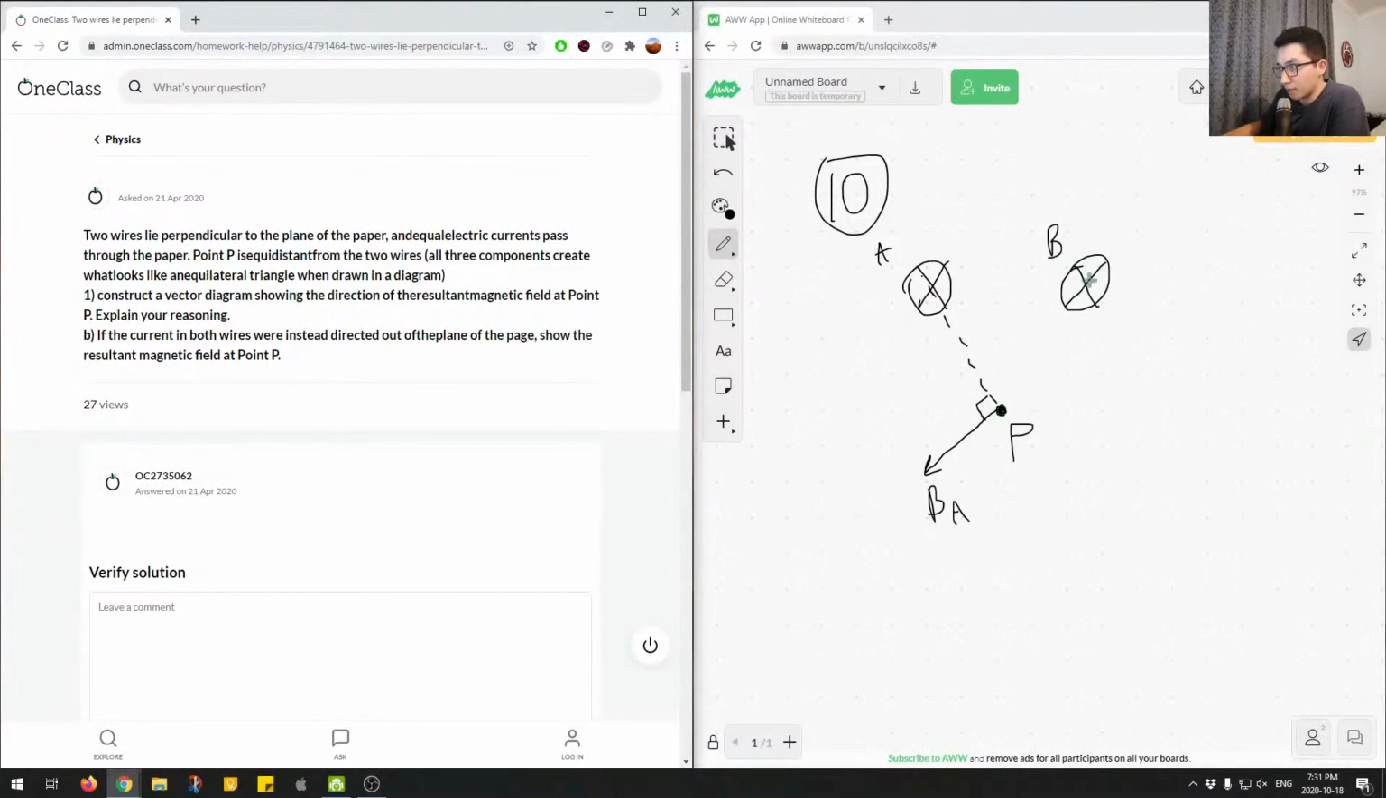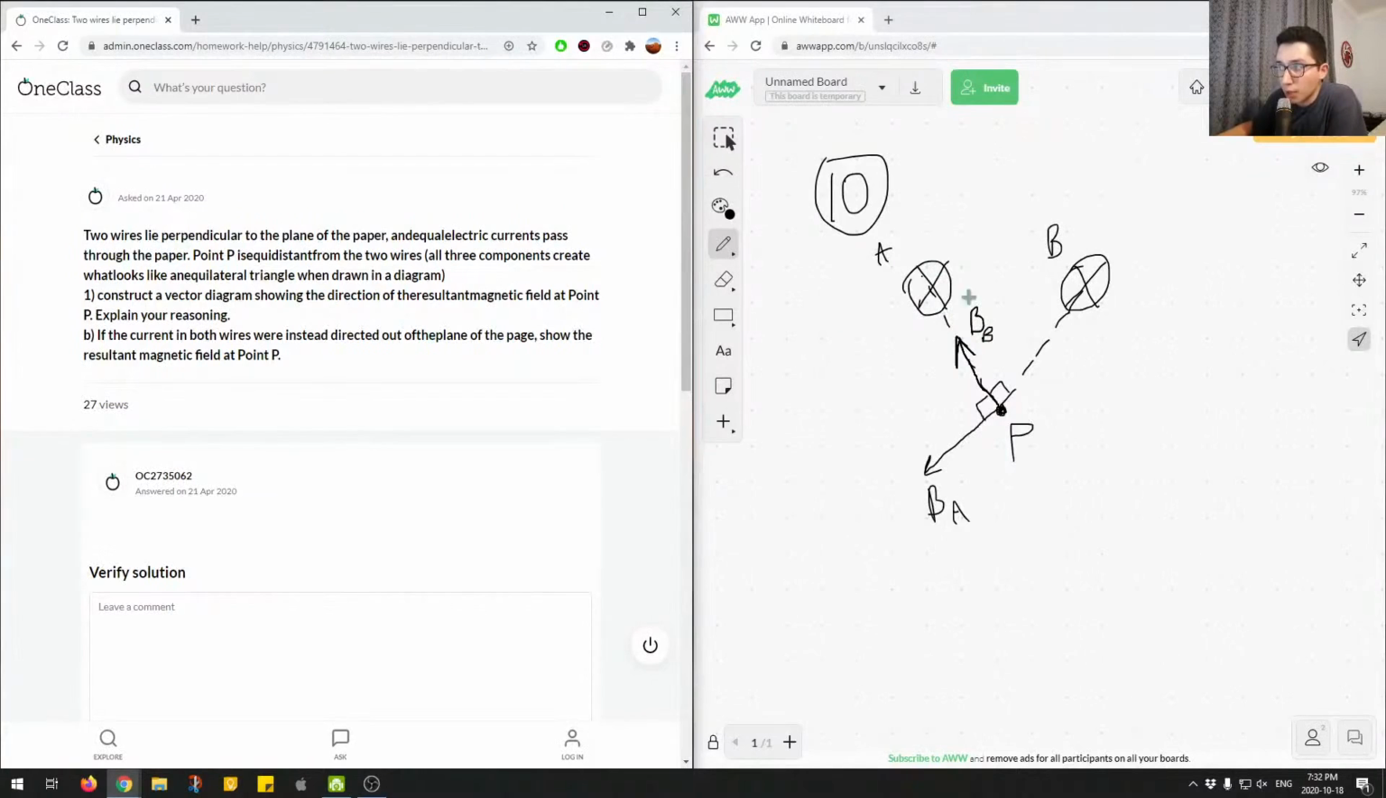Similarly, if we did the same thing for this one, so this isn't the best equilateral triangle, but essentially you'd see that it would point in this direction for B. And there's a right angle over here. So you do the same thing with the right-hand rule. Your thumb would be pointing into the page, your fingers curl around to show you that it's in this direction. And then since these are equal electric currents, we know equal electric currents will give us equal magnetic field.